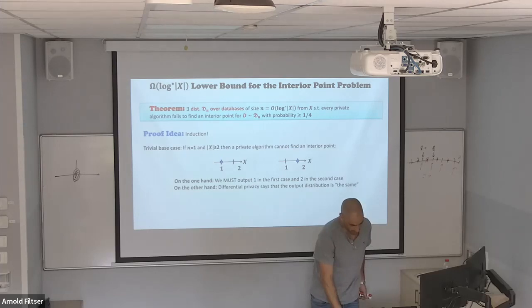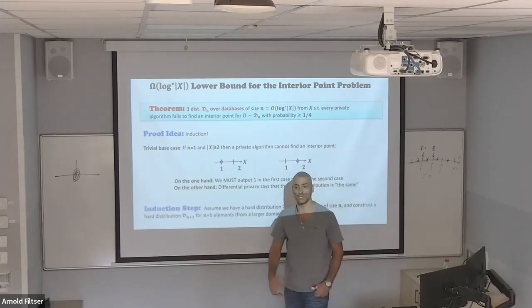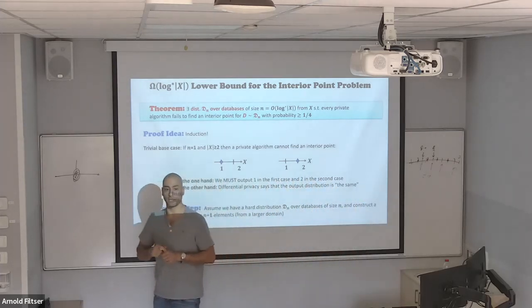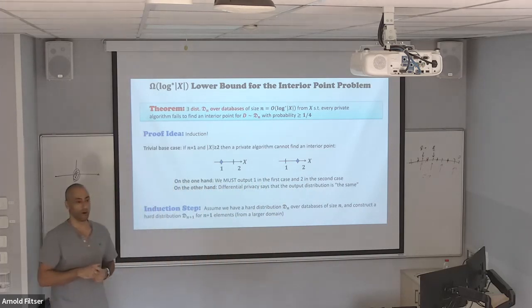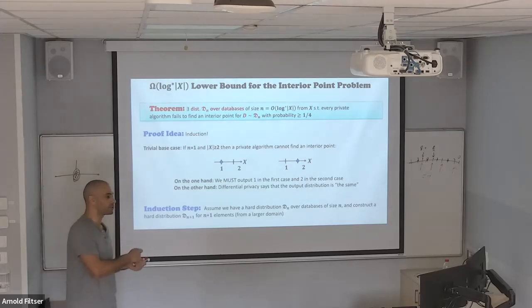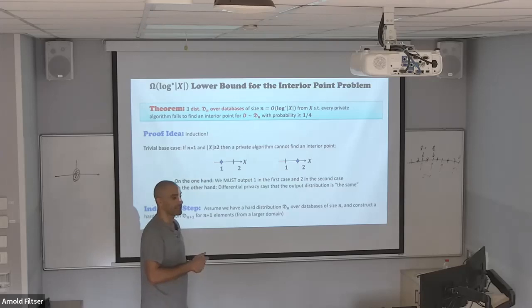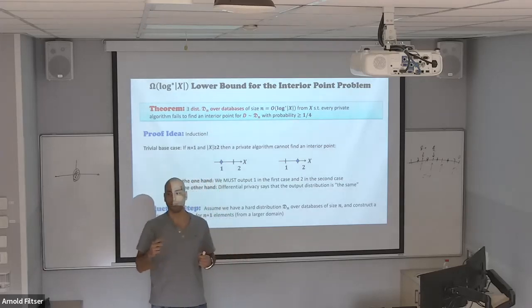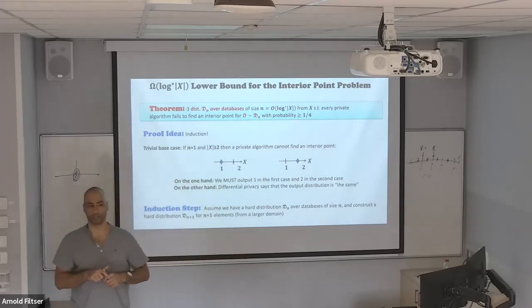So the base case is trivial. And now in the induction step, let's assume that I have a hard distribution over data sets of size n, and use it in order to construct a hard distribution over data sets of size n plus 1 over a much, much larger domain, exponential in size.